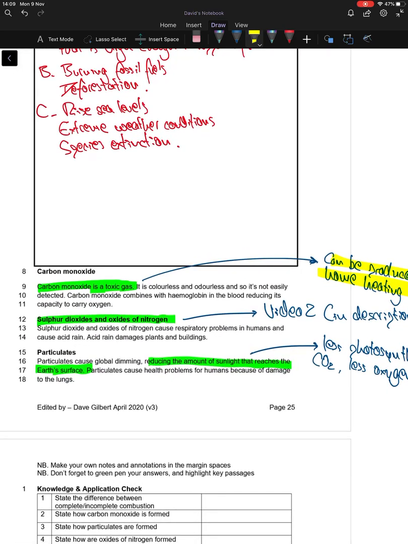Sulfur dioxide and oxides of nitrogen. Big issue in causing acid rain, and often they come out of car exhausts, car exhaust fumes.